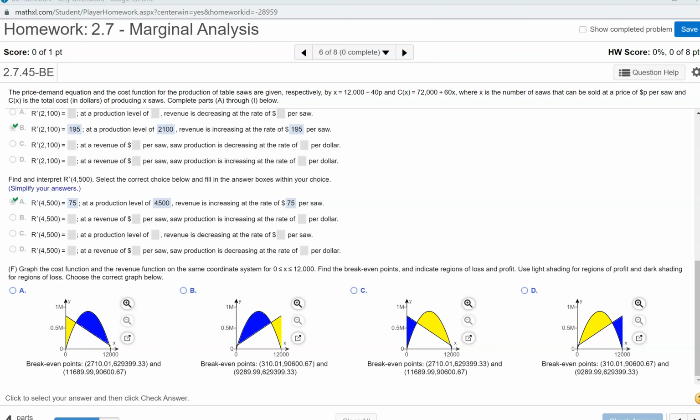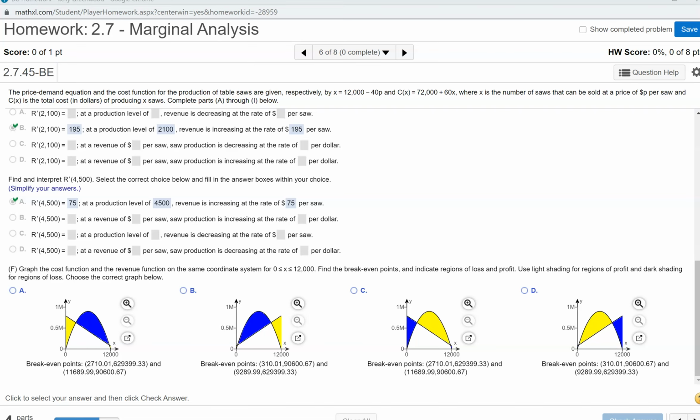Okay, so we're supposed to find the break-even points. You'll not have to do that on test 1. I'll show you quickly how to do it on Desmos. And then we're supposed to identify regions of profit and loss. And the light shading, so the yellow region is profit and the dark shading is loss. Well, we know that profit happens when our revenue is higher than our costs. So the yellow shading has to be where our revenue is above the cost.